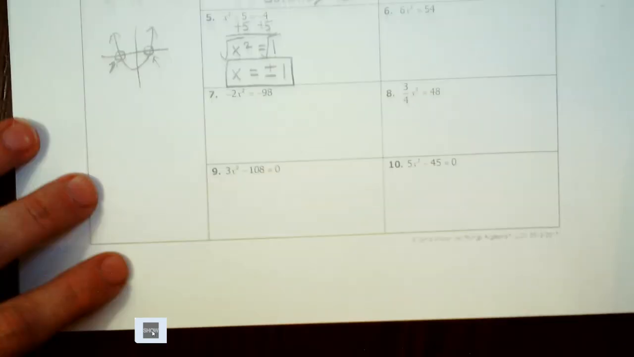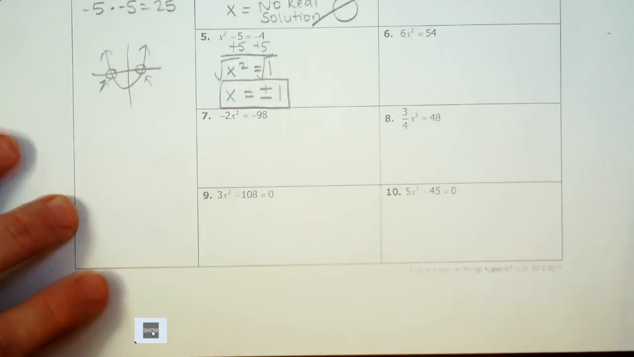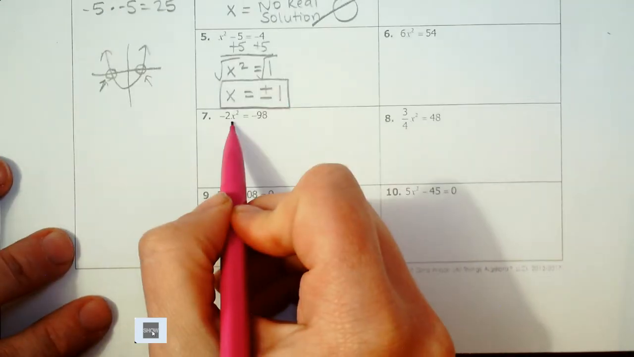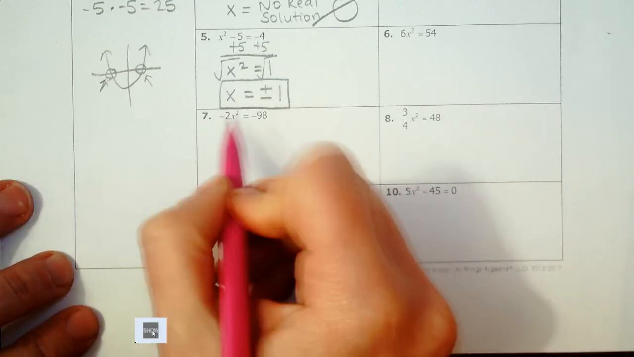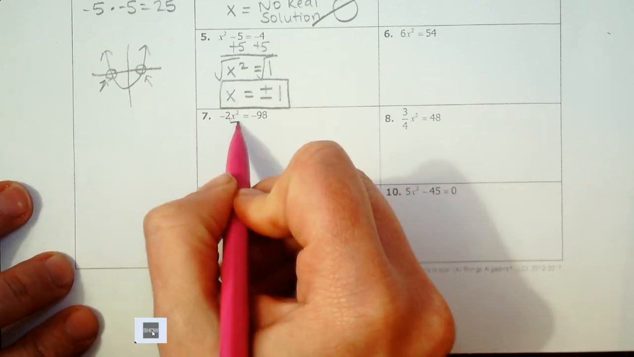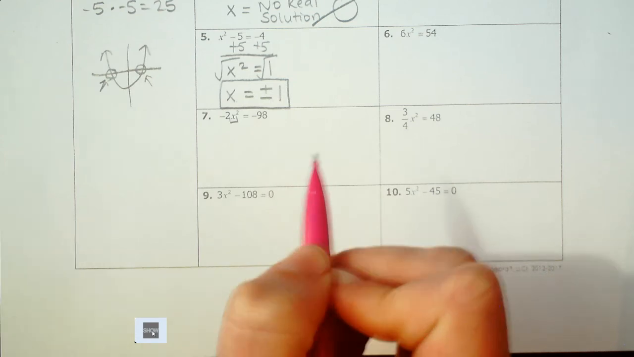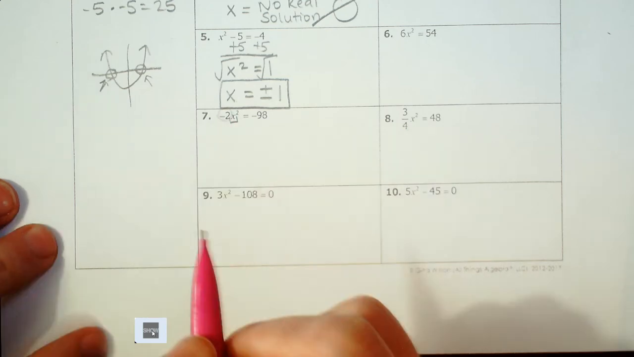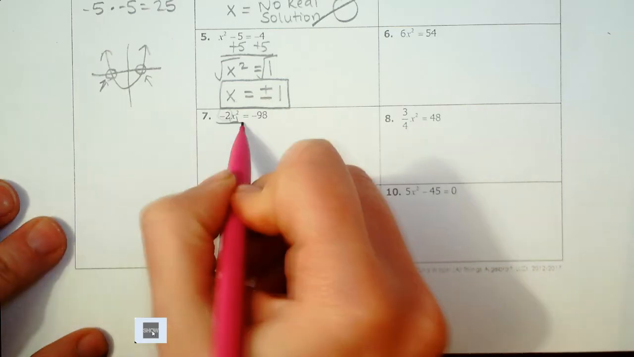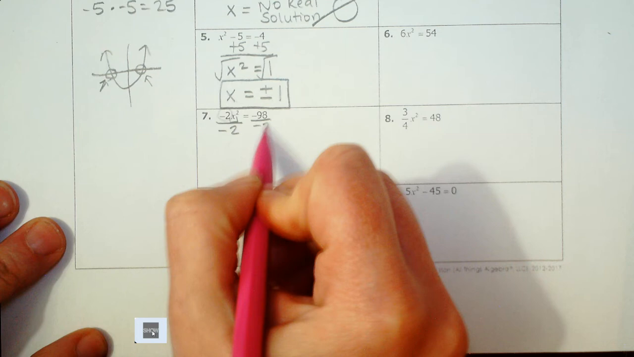Now, number 7 is that example I told you I would tell you about. Okay, a lot of times people see this and they think, oh, the x squared is by itself. It's not actually. You have to get just x squared, the part that's being squared, by itself, which means we got to get rid of this -2 first. So we have to divide by -2.